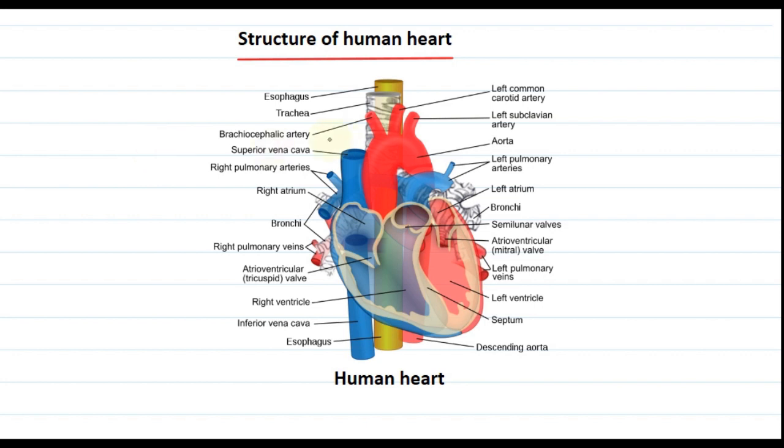So how can we define the heart? The heart is a muscular organ that helps in pumping blood to different parts of the body.